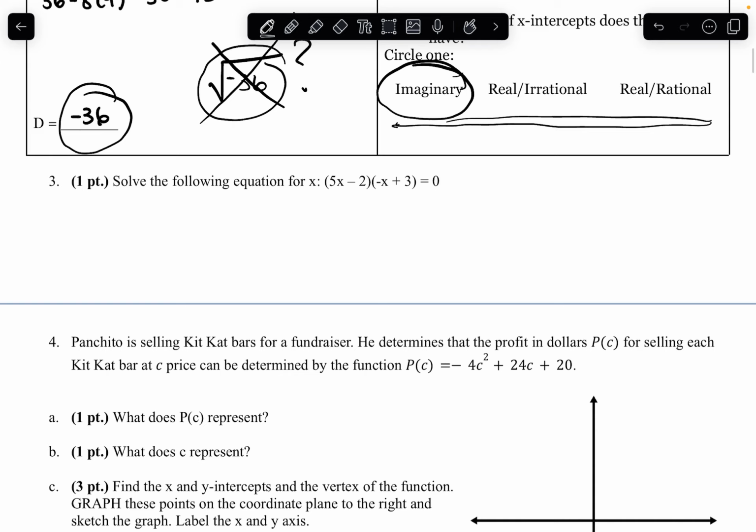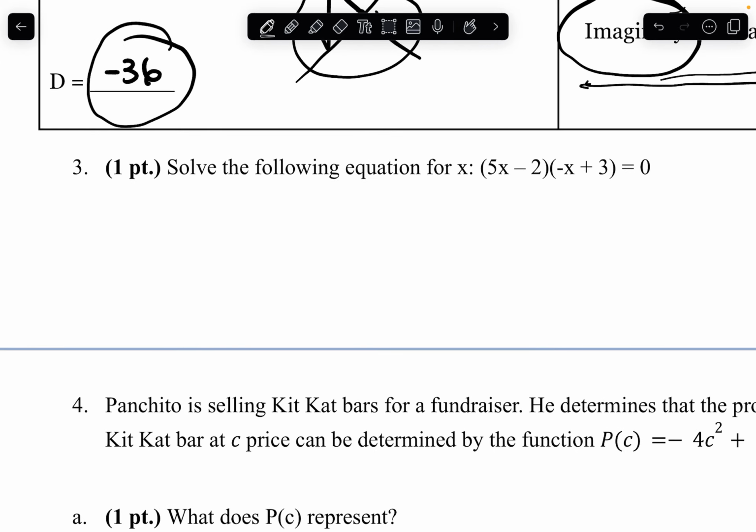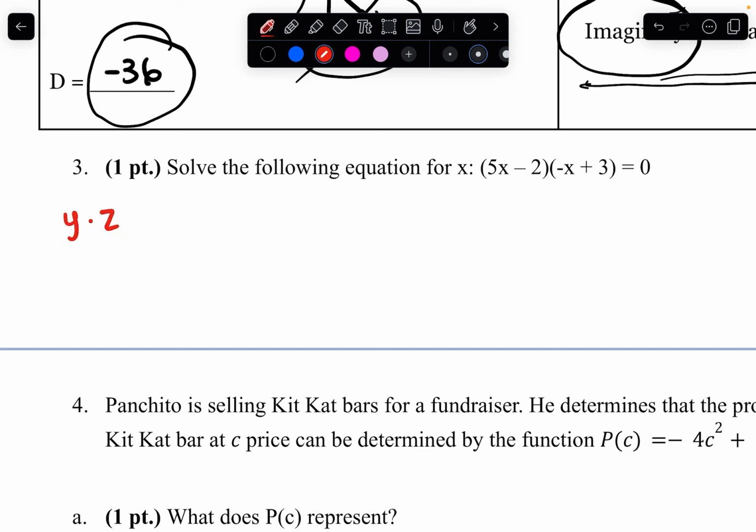Solve the following quadratic equation. Number 3. Let me go on a tangent a little bit. If you have two numbers, y times z, and I tell you that these two numbers equal 0, what do you know? That y or z must be 0, right? Or even both. Same thing here.